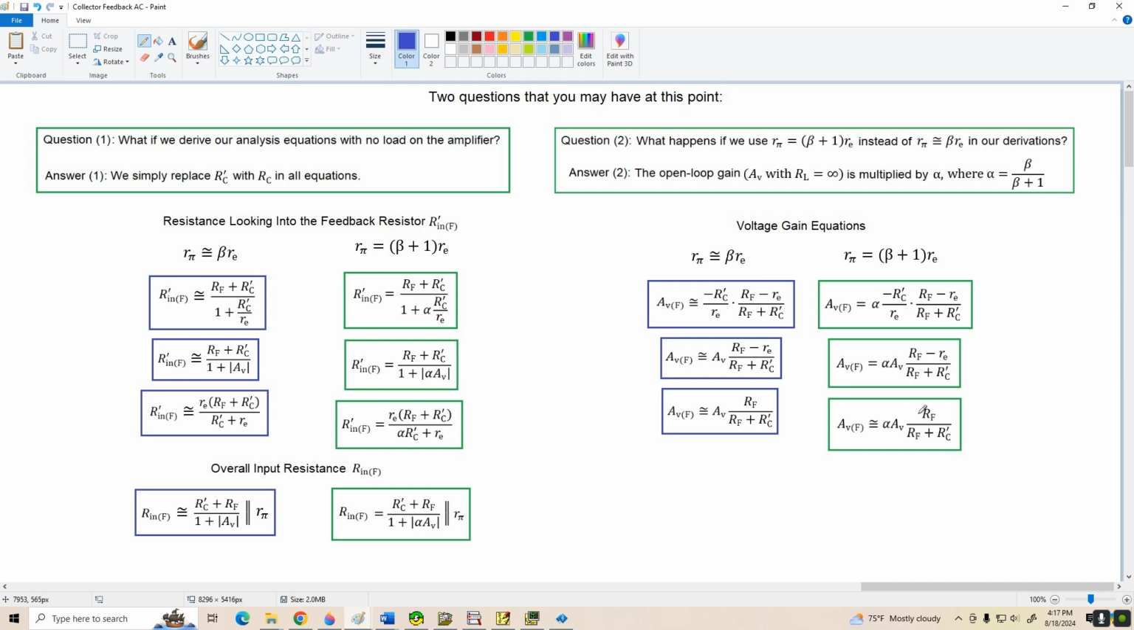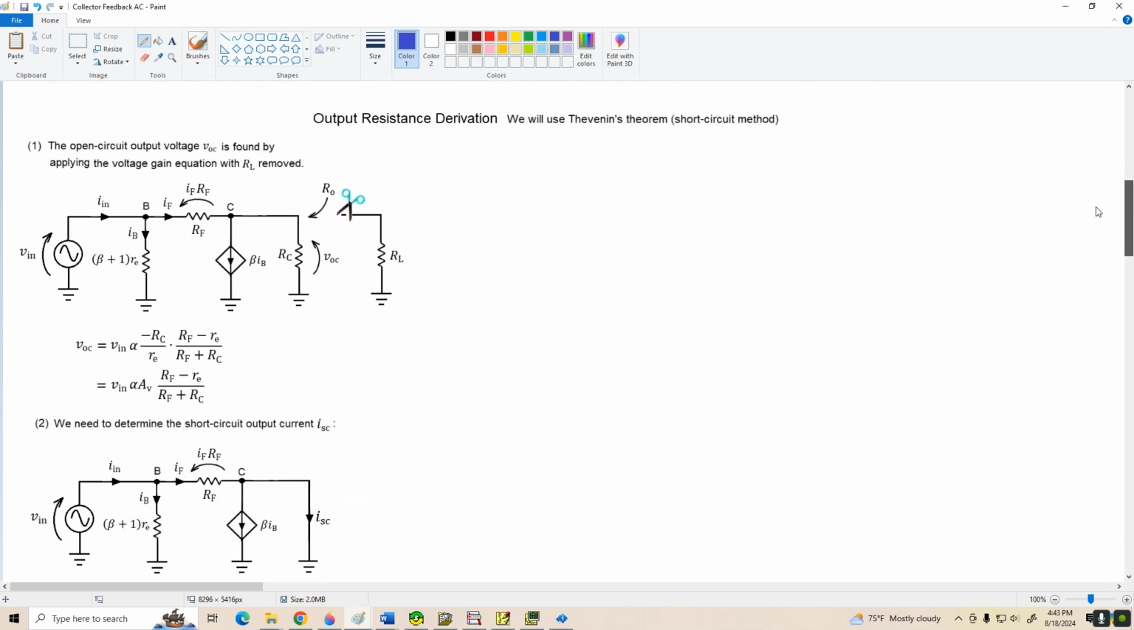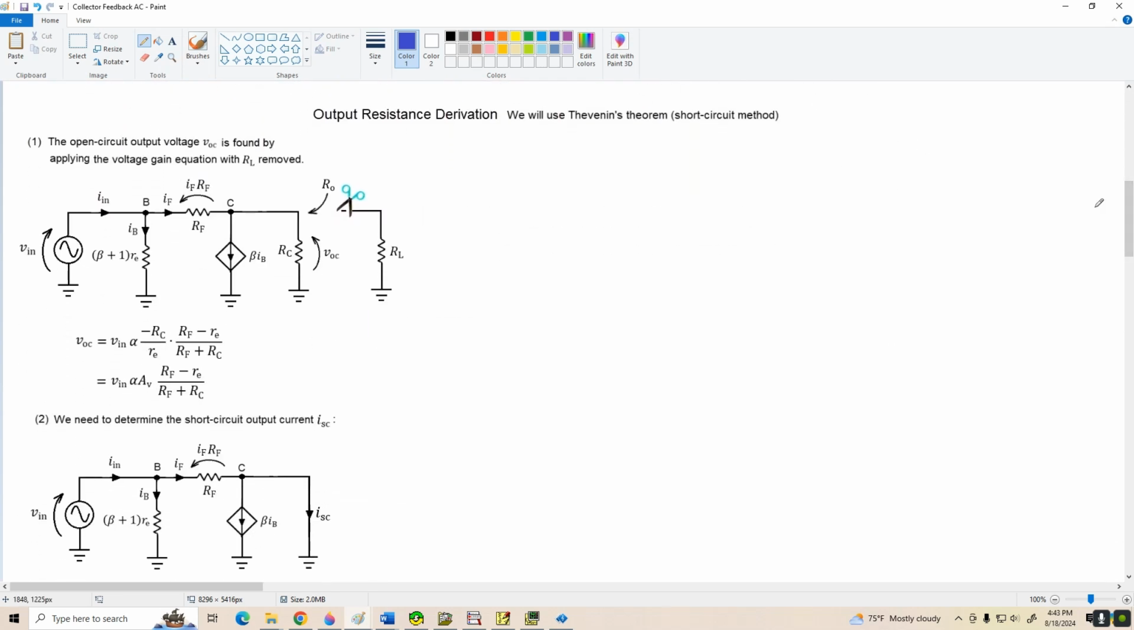So fasten your seat belts again, and here we go. Notice I've removed the smiley face and replaced it with a grimace because this algebra can be pretty daunting. But going on down to the next slide, we're going to determine the output resistance using Thevenin's theorem, and we'll use the short circuit method. Another thing to notice here is that I'm using the accurate model for the transistor where we're using beta plus 1 times little re to represent the resistance looking into the base of the transistor.